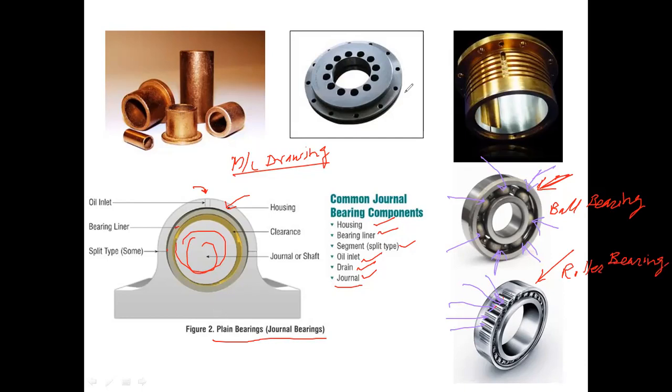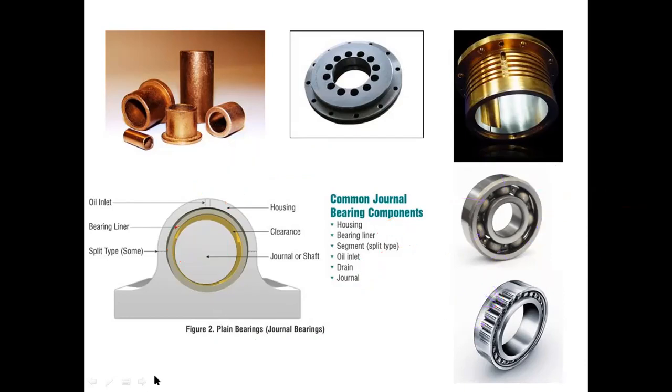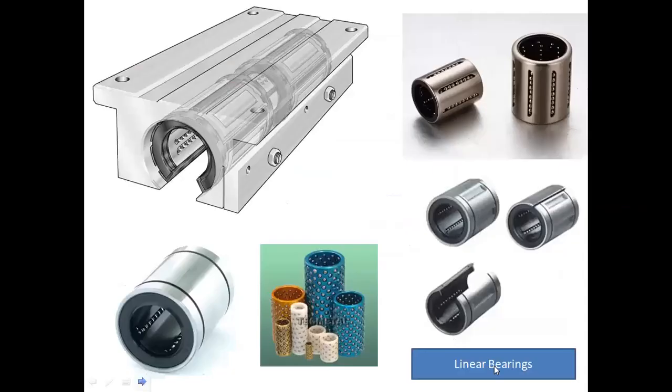Okay, I will move to the next. These are again some types of linear bearings which are available.